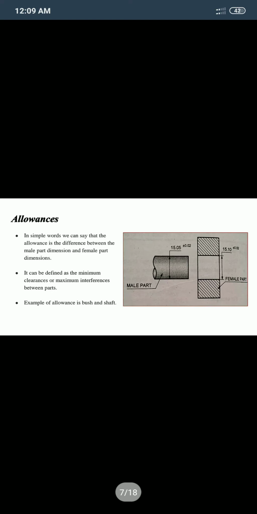Then allowance. In simple words, we can say that the allowance is the difference between the male part dimension and the female part dimension. It can be defined as the minimum clearance or maximum interference between the parts. An example of allowance is the bush and shaft. The figure shows the male part and the female part.